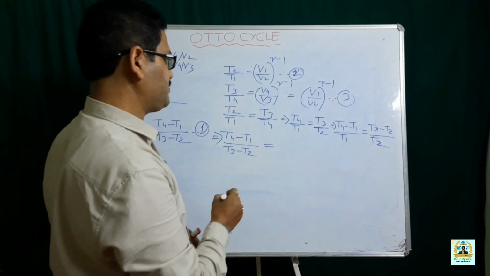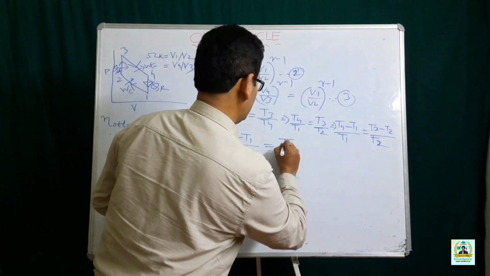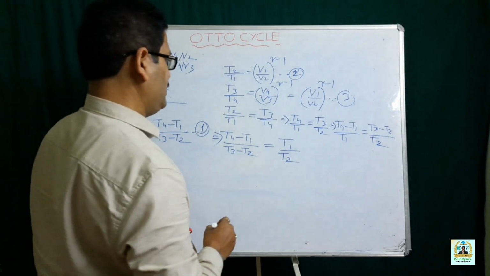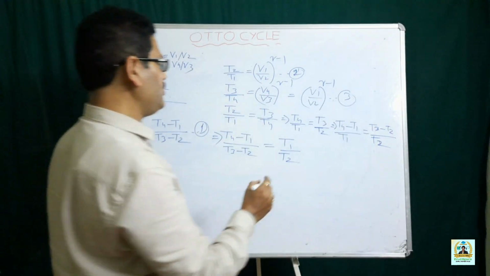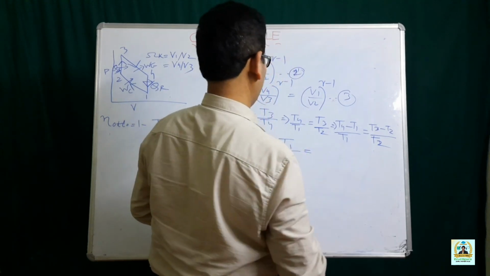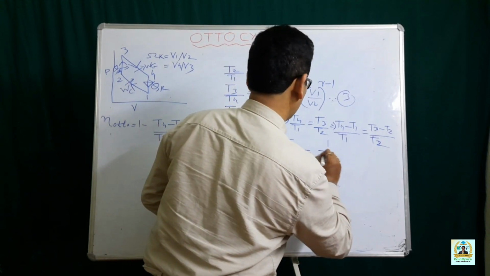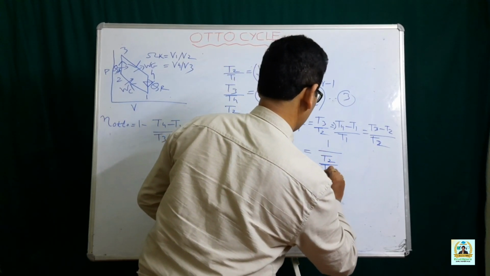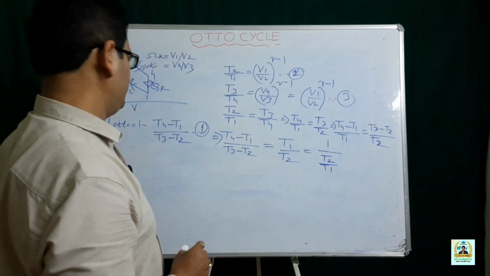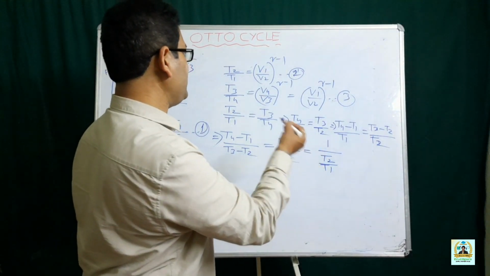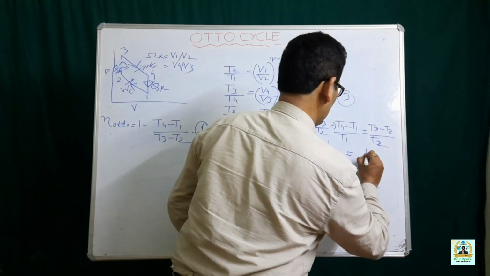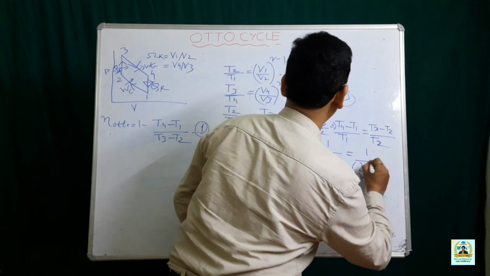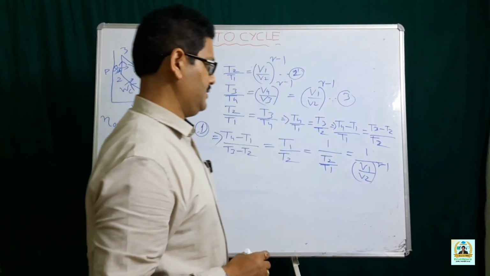Is equal to T1 by T2. So what is T1 by T2? T1 by T2 is equal to 1 upon T2 by T1. So what is T2 by T1? That is equal to 1 upon (V1 by V2) to the power gamma minus 1.